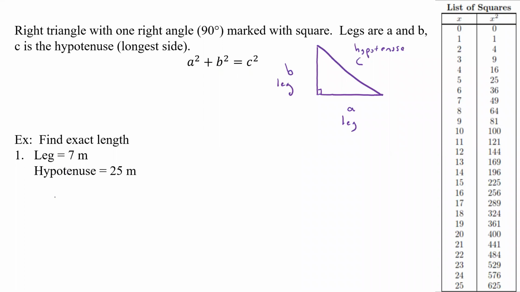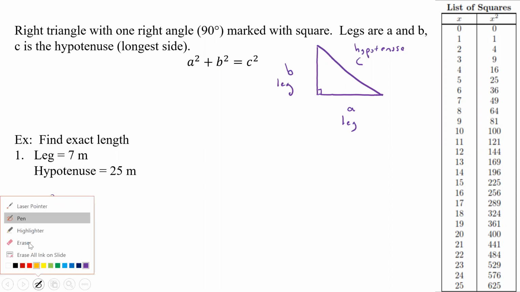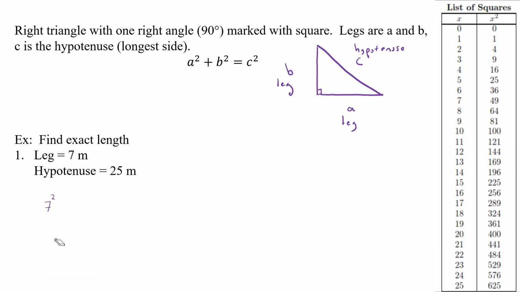So this would be maybe your leg 1. So you could say 7 squared plus, not equal to, but plus rather. And so we have 7 squared plus b squared is equal to 25 squared. Well, that's going to be 49 plus b squared equals, now if you don't know what 25 squared is, if you look over here, that's going to be 625.